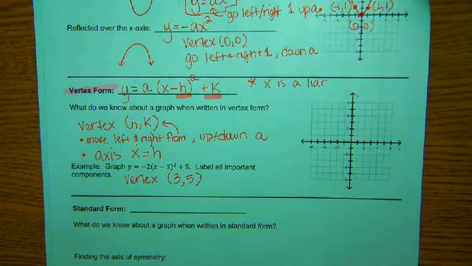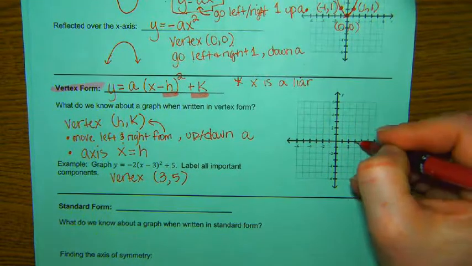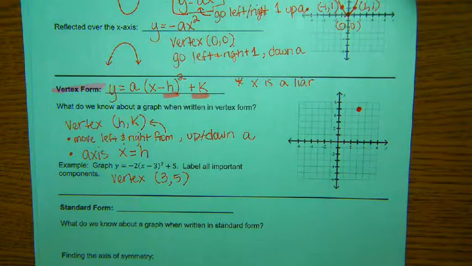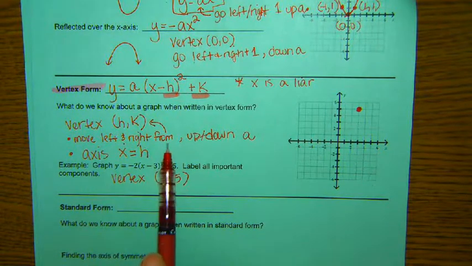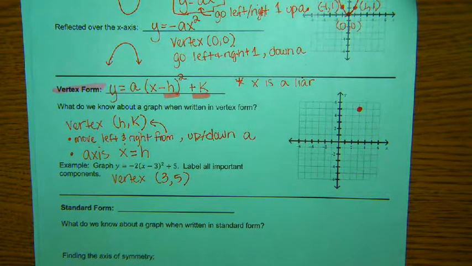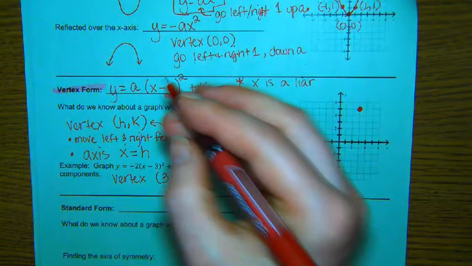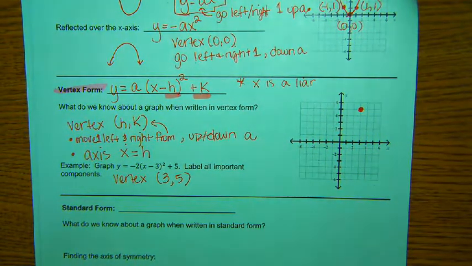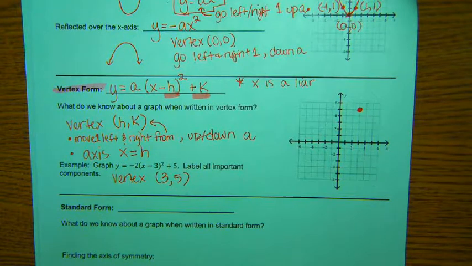Would you go ahead and put the vertex on the graph? Always you want to try to find the vertex first. Then I'm going to move left and right from H, K and up or down A. I should have written move 1 left or right, right? Alright, so am I going to go up or down? Down, because A is negative.